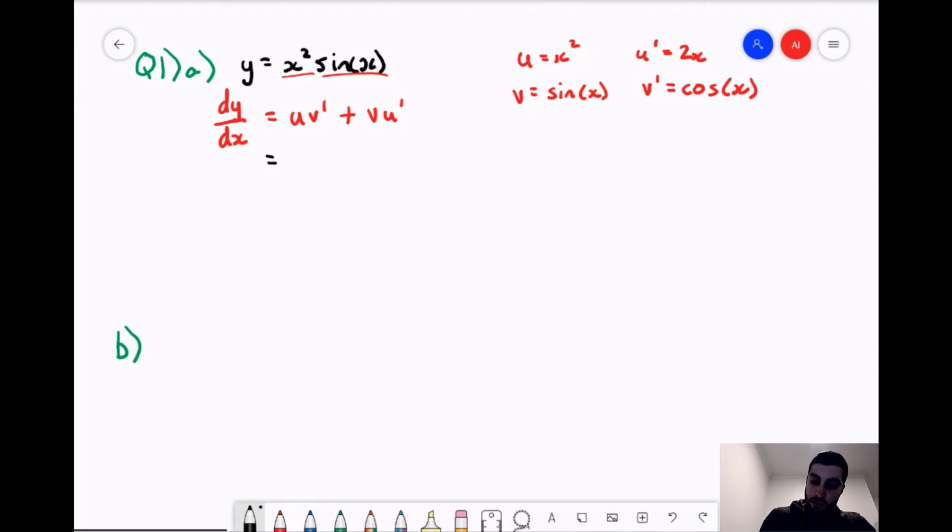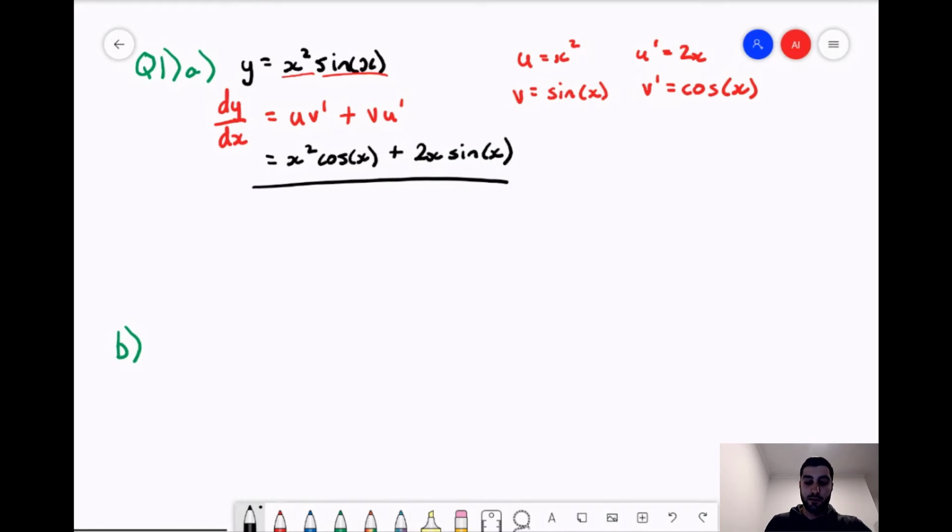So u' times v, which is x squared times... sorry, u v dash, x squared times cosine of x, plus sine x times 2x. So I'll just put 2x sine x. Done. Straightforward, simple. Didn't even need that much room.